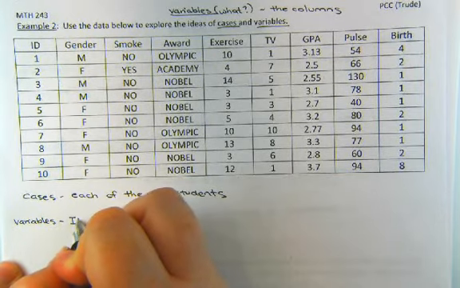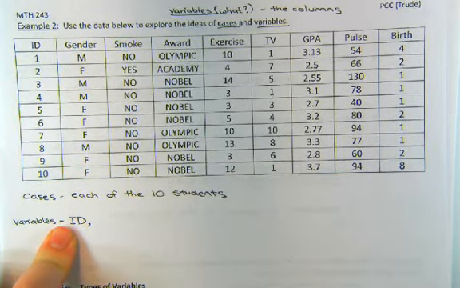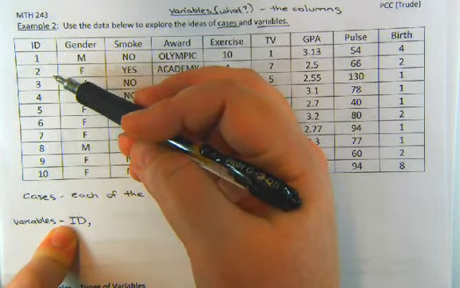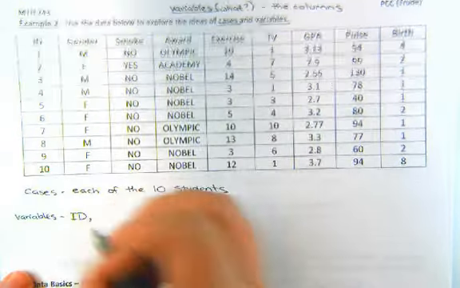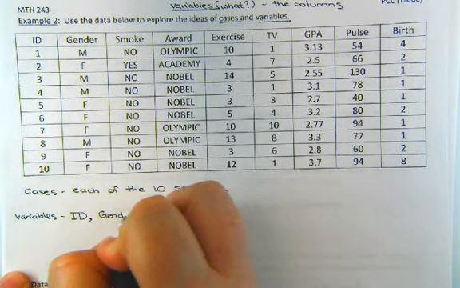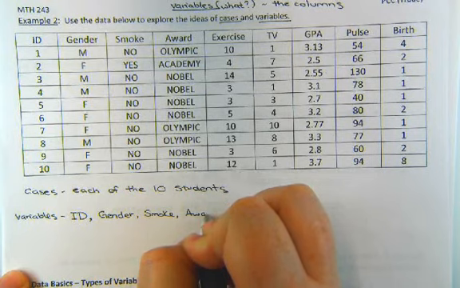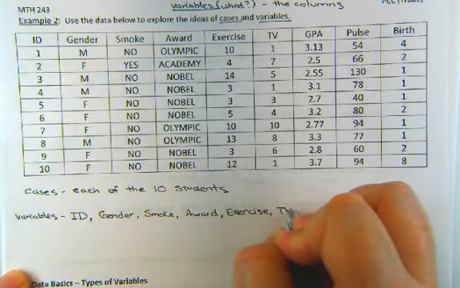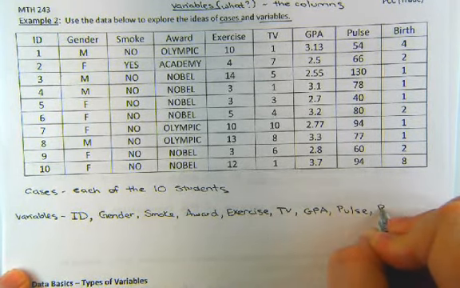We were told about their ID, which is kind of a variable. It's not like something that was actually surveyed from them. Usually it's just assigned from the researcher. So ID can go back and forth of whether or not it's actually a variable, but these definitely are. Gender was collected from each person, smoking habits, award they would like to win, hours of exercise, hours of TV, your GPA, pulse rate, and birth order.